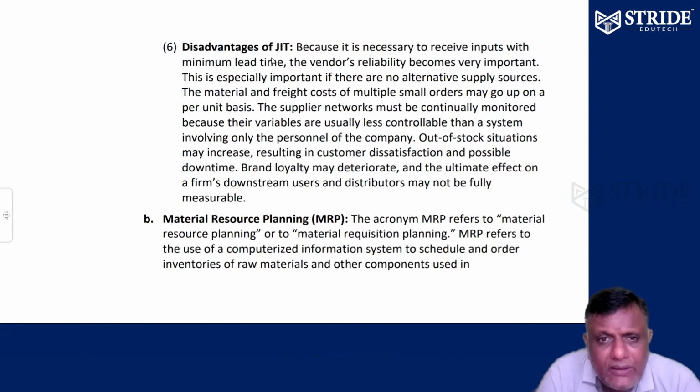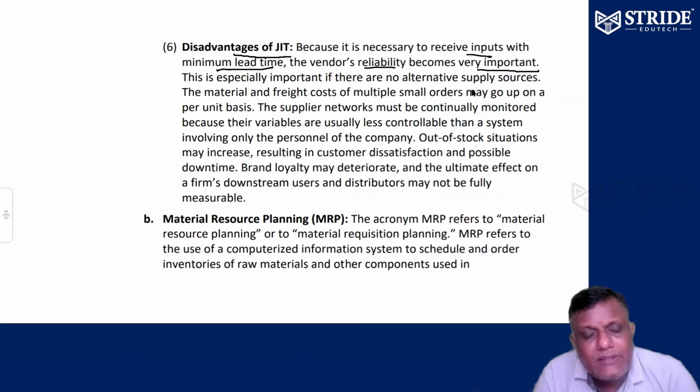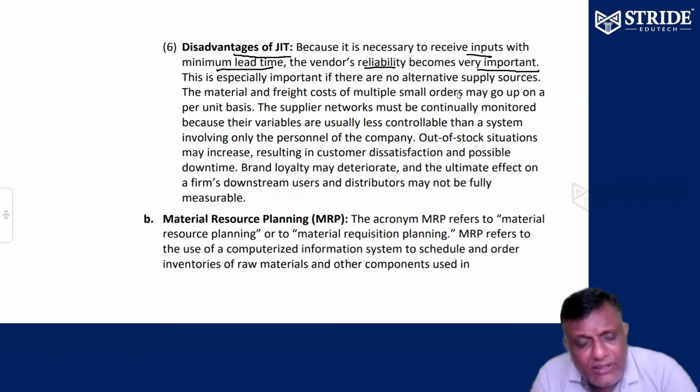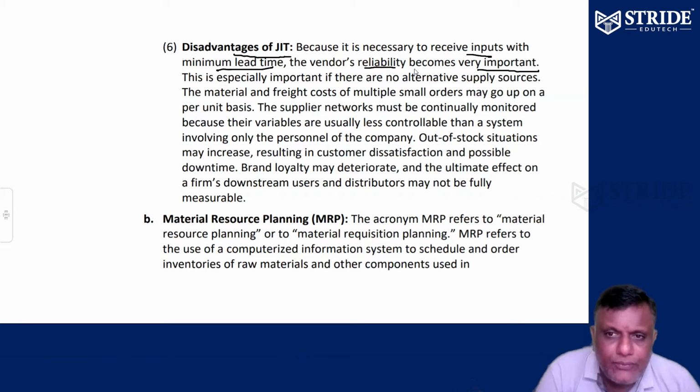What is the disadvantage of JAT? See, there are pros and there are cons also. There are plus and there are minus also. The disadvantage is that it is necessary to receive input with a minimum lead time. The vendor's reliability becomes very important. If the vendor is reliable, JAT is an advantage. If the vendor is not reliable, JAT is a failed model. Because if production is required at 9:30, we have to receive the material from the supplier by then. If we do not receive the material by 9:30, your entire production process will be disrupted. It all depends on reliability from the vendor's, the supplier's, point of view.